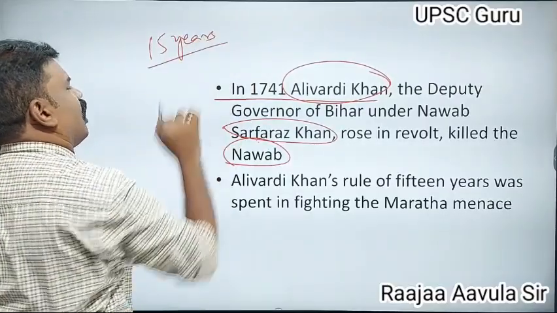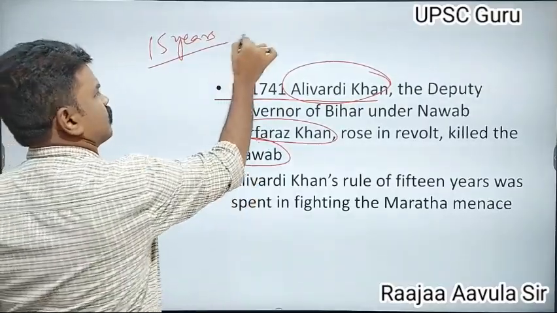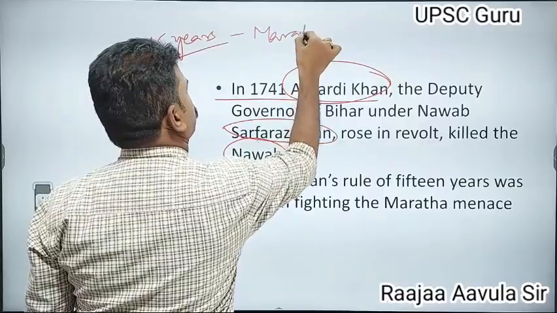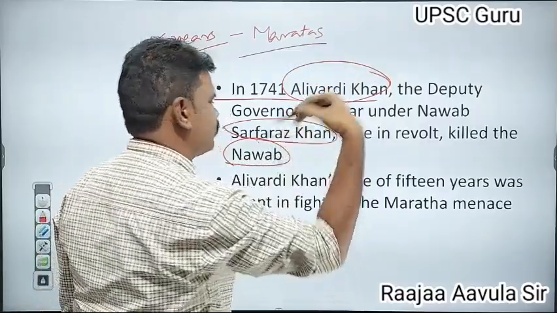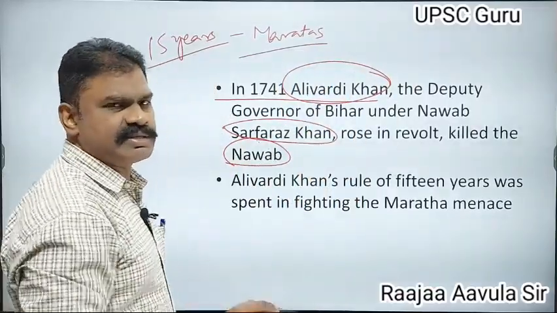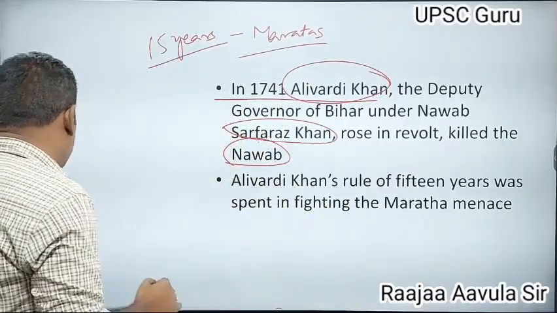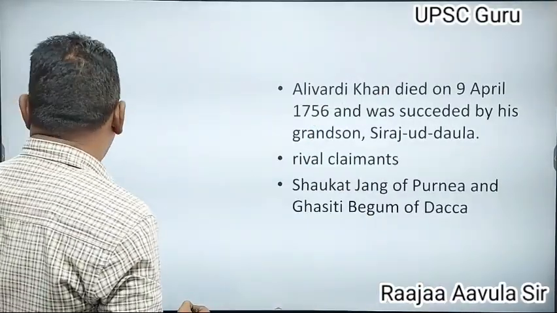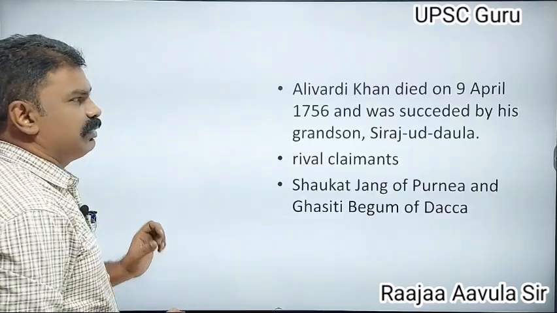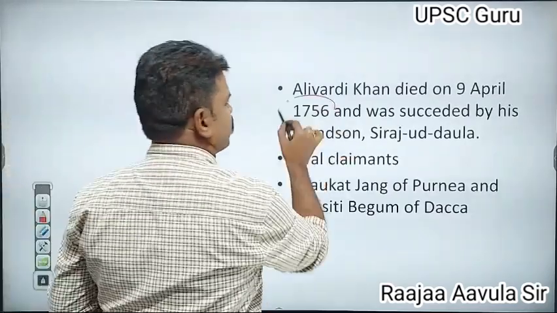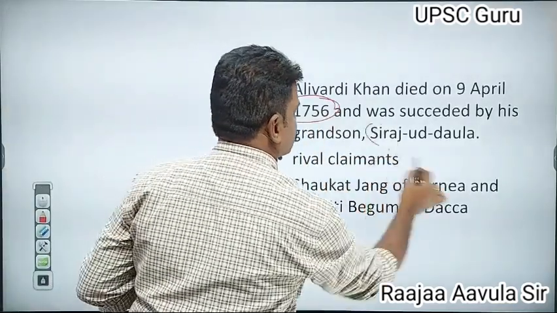In this 15 years of rule, Alivardi Khan always fought with the Marathas. Many times he fought with them. The Maratha menace invaded Bengal, so he faced troubles with the Marathas. Alivardi Khan died in 1756. He was succeeded by Siraj-ud-Dawla.